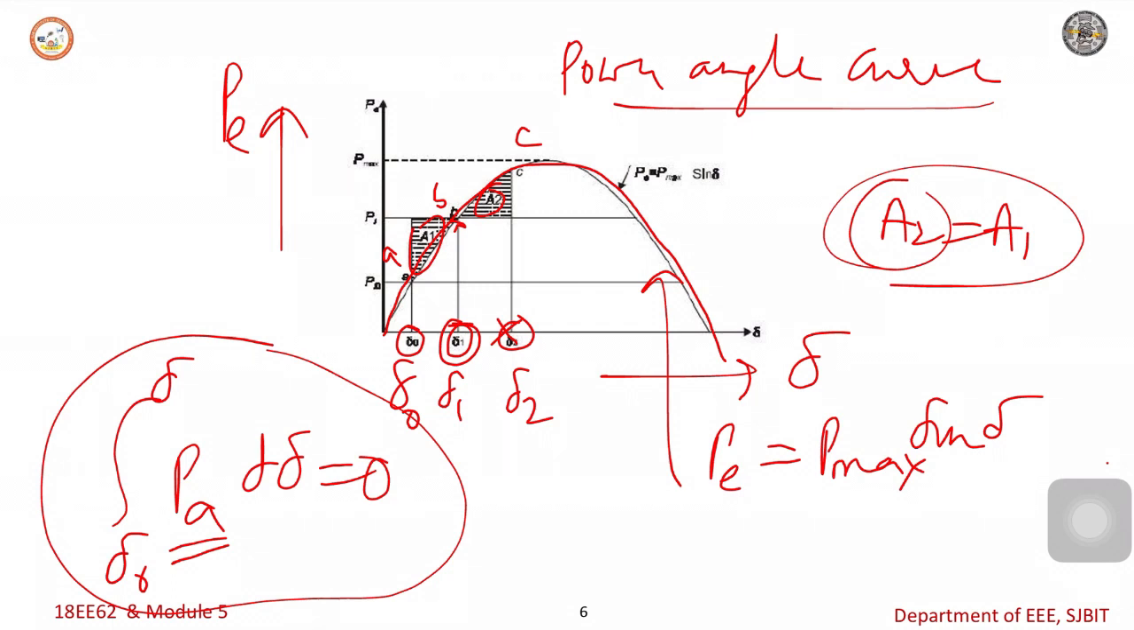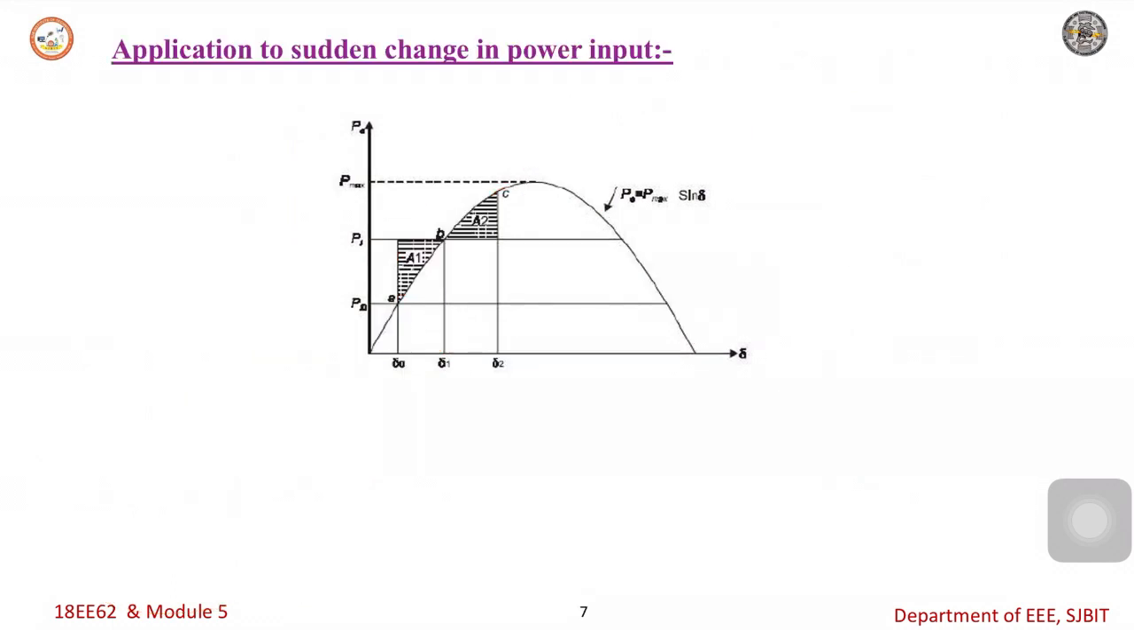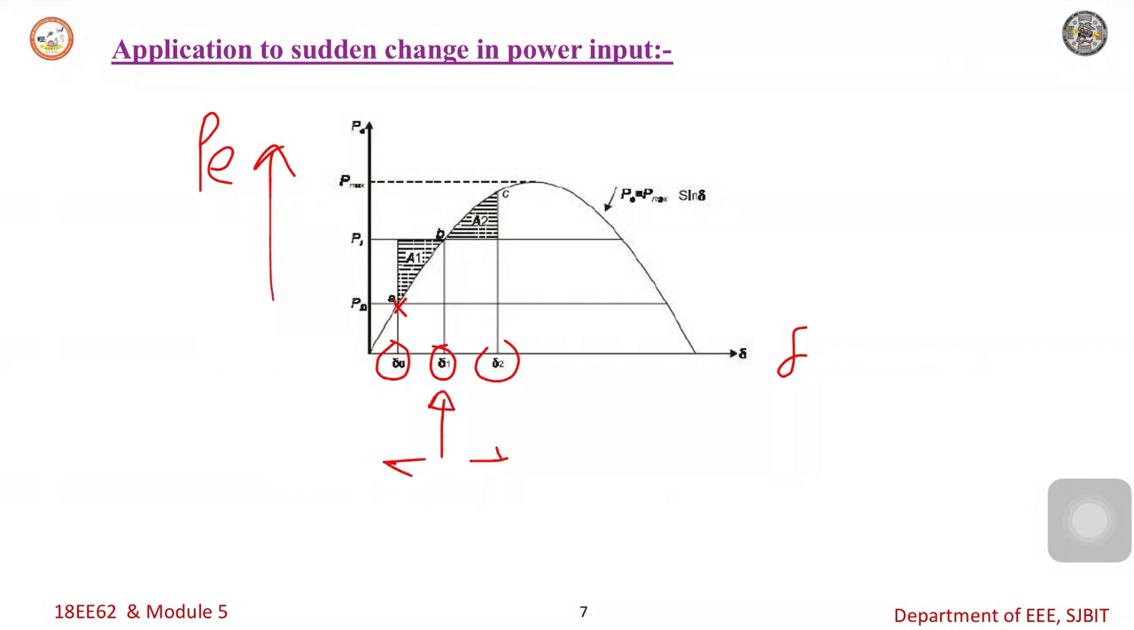Now let us apply this concept to sudden changes in the power input. See here the power angle curve, where we are seeing the electrical power output with respect to delta. Initially it has delta naught, and as you change the load, it shifts to delta 1 and delta 2. So we have to adjust the value of delta 1 in such a way that area 1 and area 2 are the same.